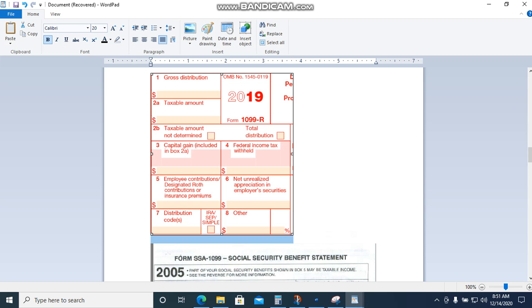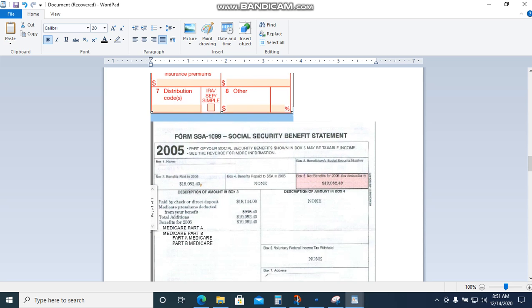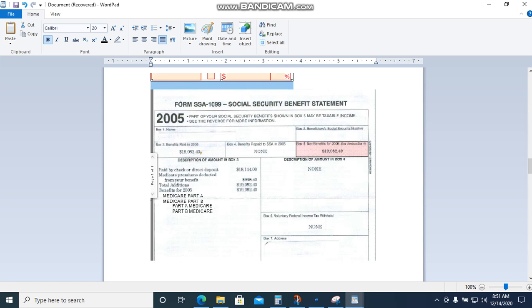Okay, now you have people who got Social Security benefits. Okay, and they receive that statement at the end of the year. Now if you look on the statement here, if you see where it says Medicare premiums deducted, this amount here, or if you see anything that's written that says Medicare Part A or Medicare Part B, you can write that off as a deduction as well. I do want to point that out as well.